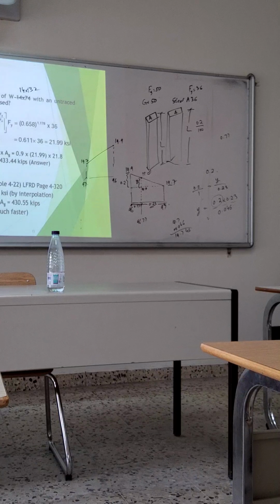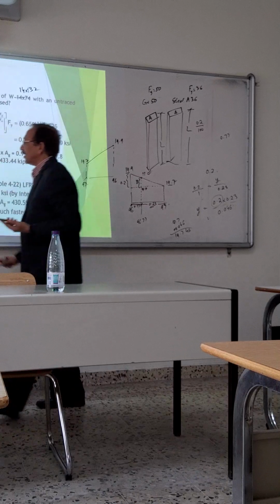Okay, so KL by R, how much now? Tell me the value. Yes, 63.8. This is less than 200. Now calculate pi square E over KL by R square. So you will substitute here KL by R, which is 63.8 square, and this value is how much?